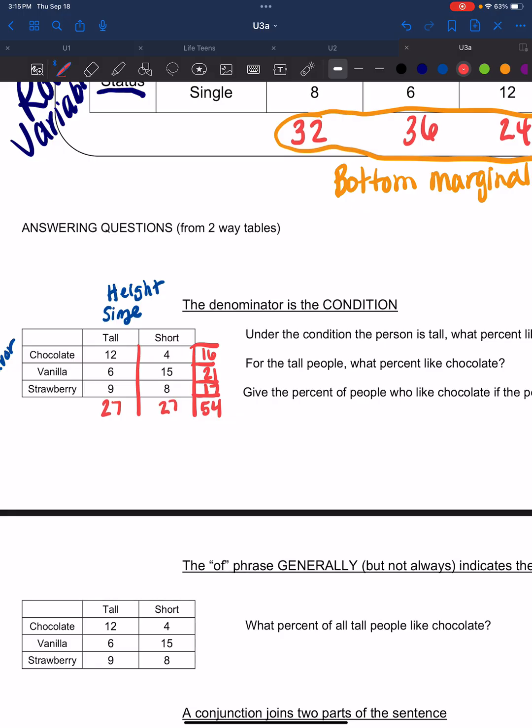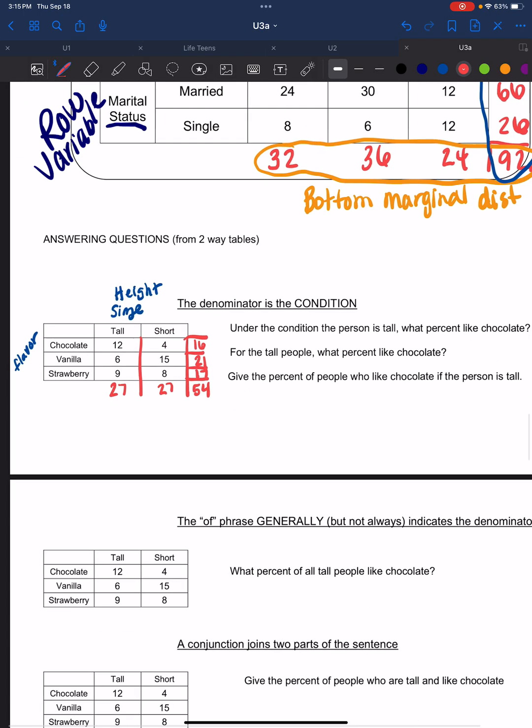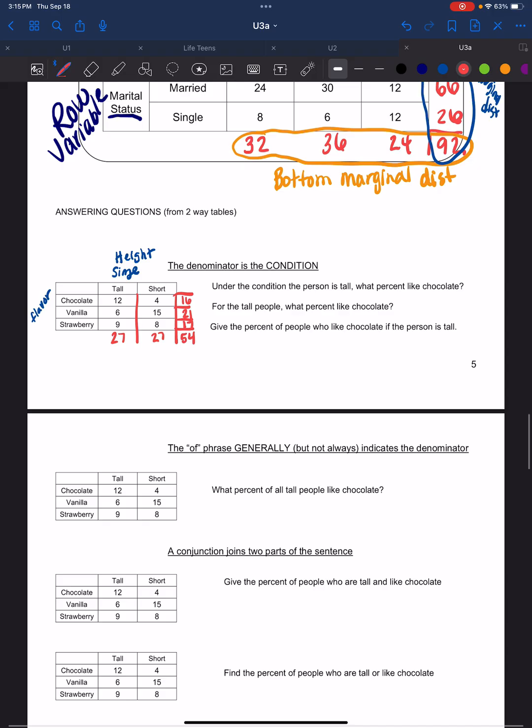All right, that looks good. Okay, so now let's go and answer these questions. So the first question says, under the condition that the person is tall, what percent of people like chocolate?